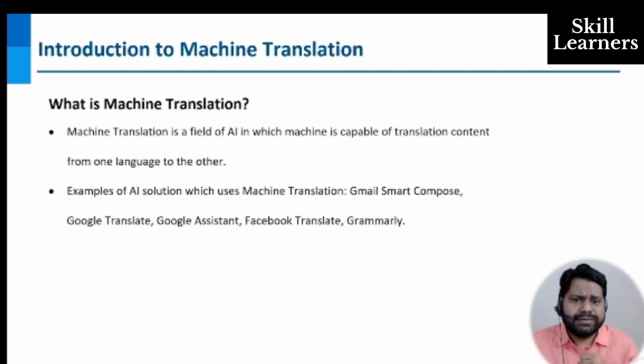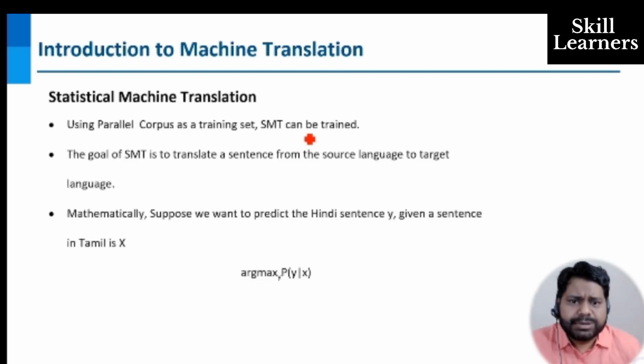So machine translation is a field of AI which gives the ability to a machine to translate from one language to another language. Some examples of AI driven machine translations are Google Translate, Google Assistant, Facebook Translate, Grammarly, Siri, Alexa. Then there are a couple of browsers which allow you to translate whatever is written in a browser from one language to another language.